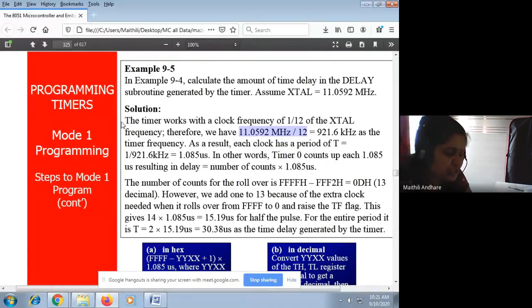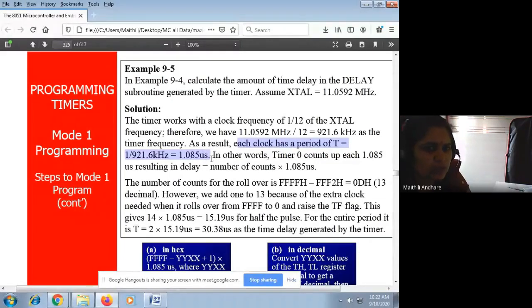What is the actual frequency for delay calculation for the timer circuitry? It is 921.6 kilohertz. Okay, now that you have the frequency value, can you calculate the time period? Because we are more interested in the time. The simple logic is that, because of this frequency, each clock has a certain period.